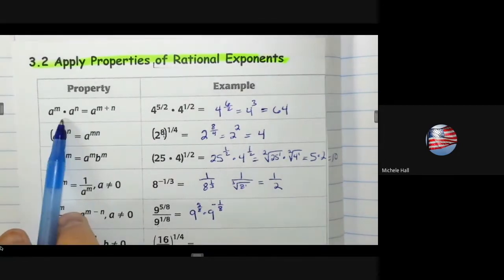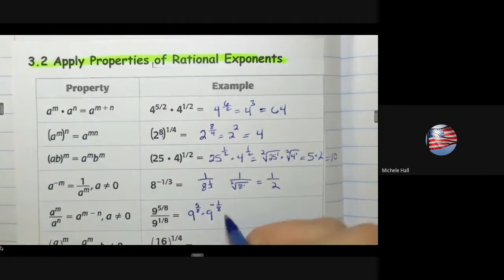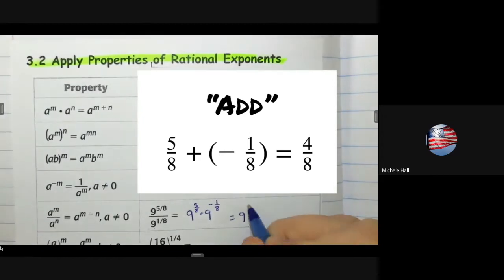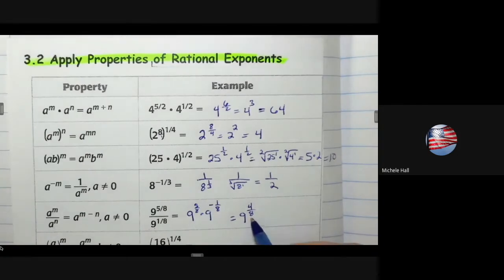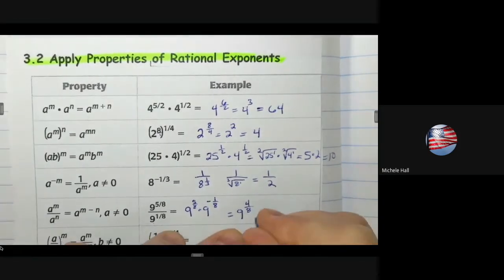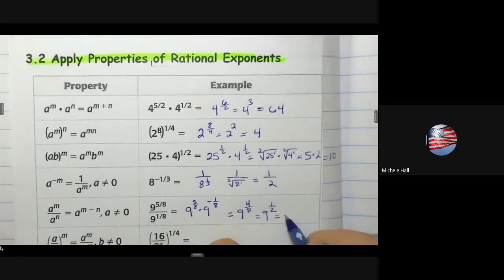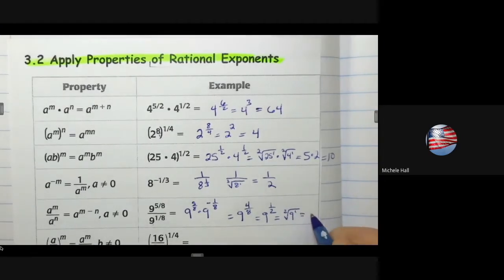Now we're back to the property of multiplying like bases, and so we add those exponents. We get 9 to the 5/8 minus 1/8 is 4/8. 4/8 is reduced to 1/2. And then we know that this is the square root of 9. And the square root of 9 equals 3.